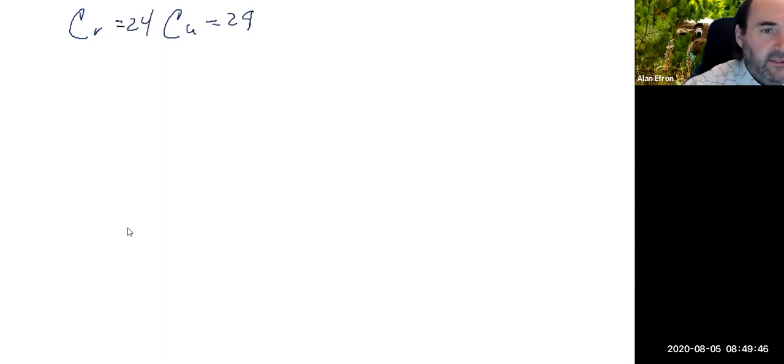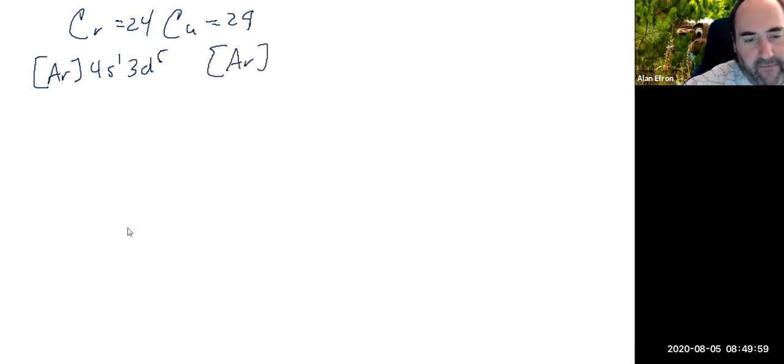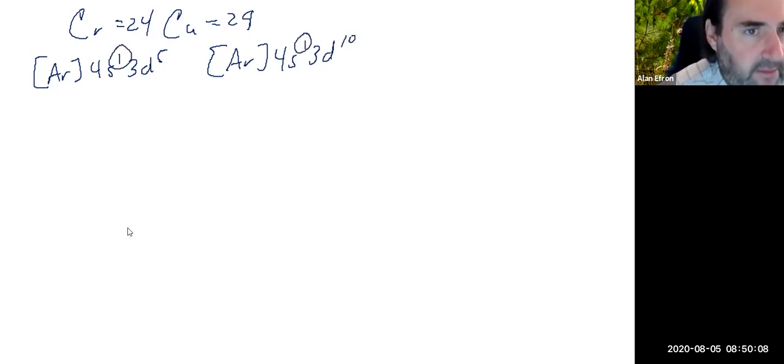And really the exception here is that they will end up with argon 4s1 3d5 and argon 4s1 3d10. The exception is right here. They actually have one less electron in the s orbital, one more electron in the d orbital, and they're just found to be experimentally sort of more stable in that configuration.